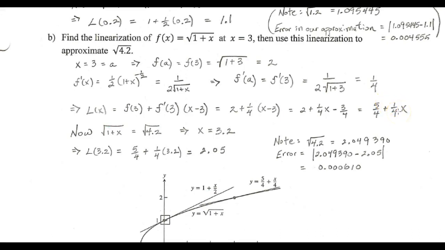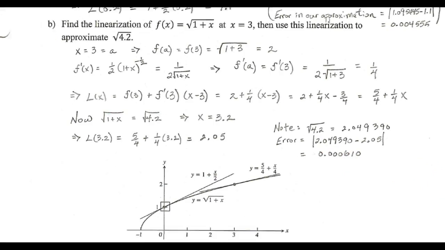at x equals 3. So now I want the square root of 1 plus x, which is the square root of 4.2. I'm going to use my linearization to approximate the square root of 4.2. So if I'm using 1 plus x to be 4.2, that means the x value I need to stick in is 3.2. So the linearization when x is 3.2 is 5/4 plus 1/4 times 3.2. This comes out to be 2.05. And for fun, I stuck the square root of 4.2 into my calculator, and I got 2.049390. The error there, geez, I'm only off by 6/10,000ths in this case, which is pretty good.